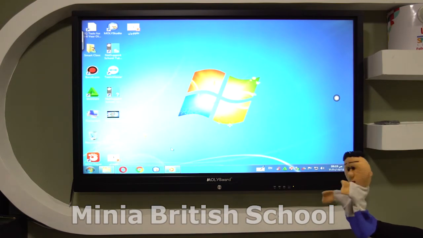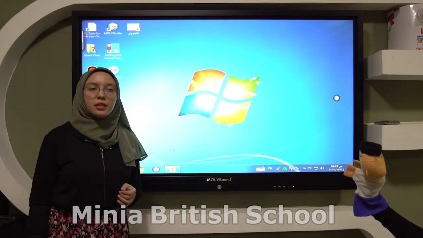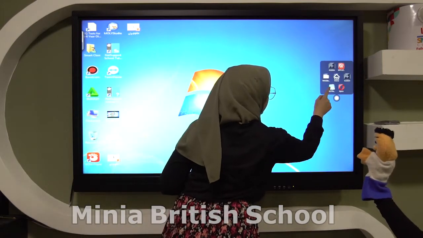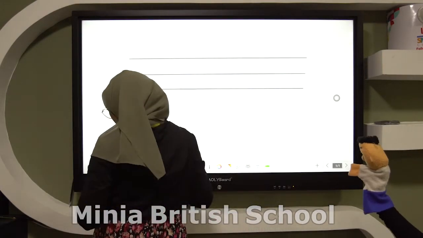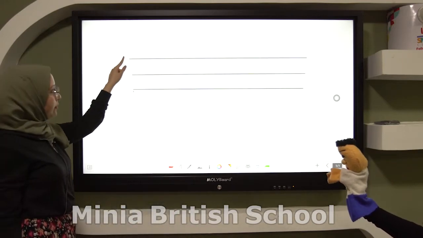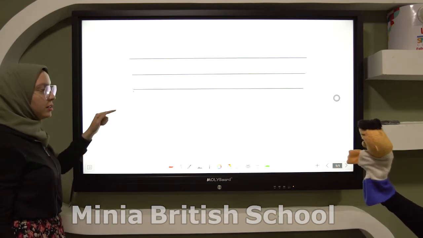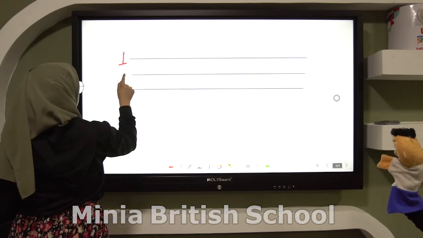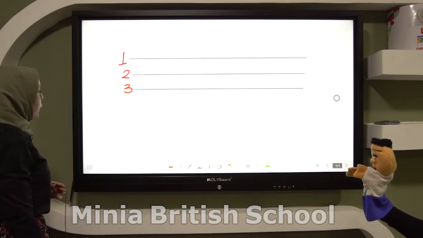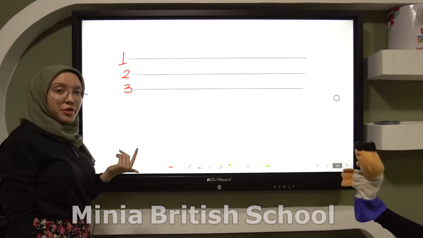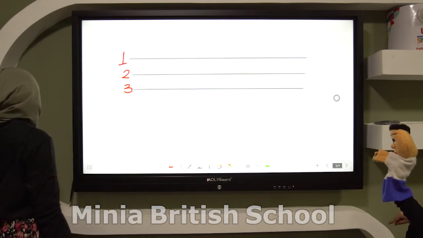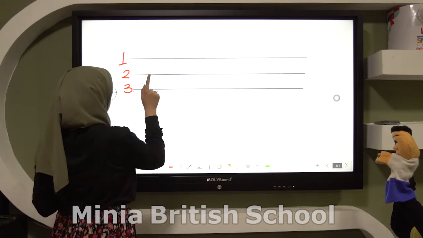Now, Kiji, let's see how I can write the sound E. Let's see together. Look, Kiji, here I have three lines. One, two, three. Okay, now how can I write the sound E? Think about it, Kiji. Let's see.